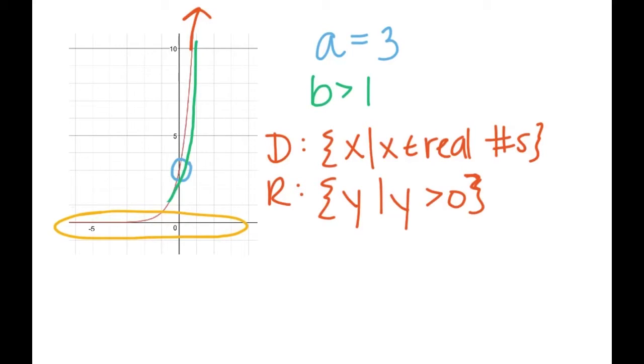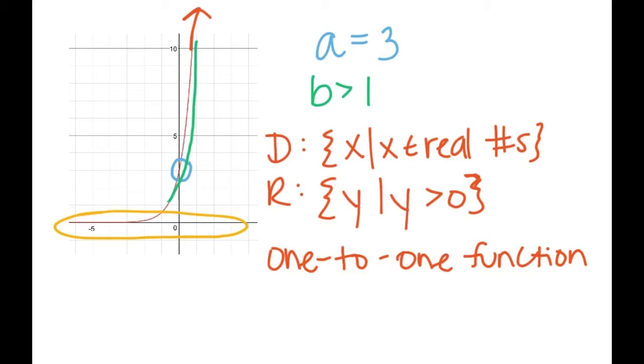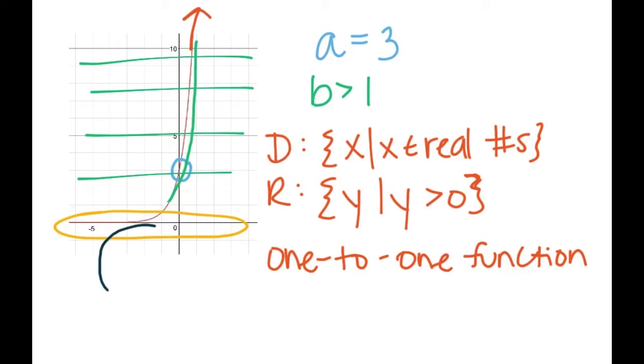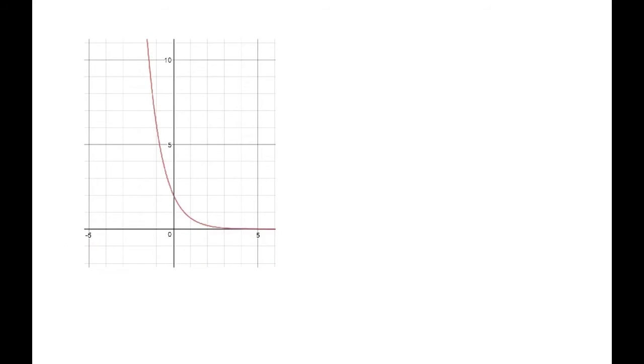This is also a one-to-one function because it passes the horizontal line test, meaning that no y's are repeated. If I was to draw a bunch of horizontal lines here, I'm good. So this is a one-to-one function. If we were asked if it's onto, since this function never touches any of these y's down here, this is not onto. So it's a function that is one-to-one but not onto. Okay, let's look at another graph.